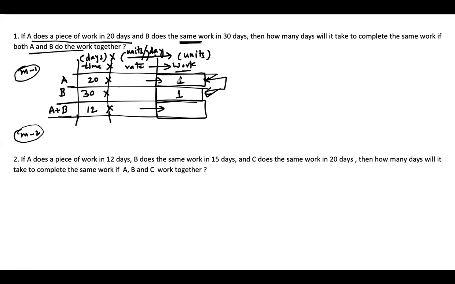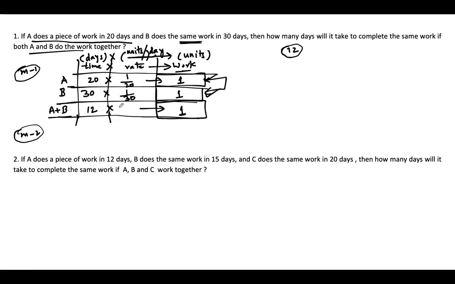So let's say even if we are assuming, our answer came out to be 12 initially. Let's see whether we get the same answer. If we are assuming work to be 1, what will be the rate? 20 into something is 1, so 1 by 20. Similarly, 30 into something is 1, so 1 by 30.